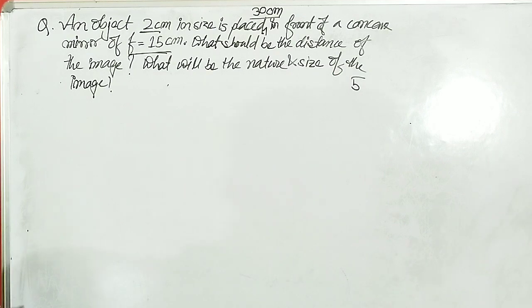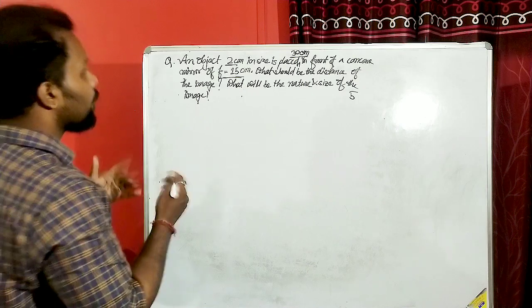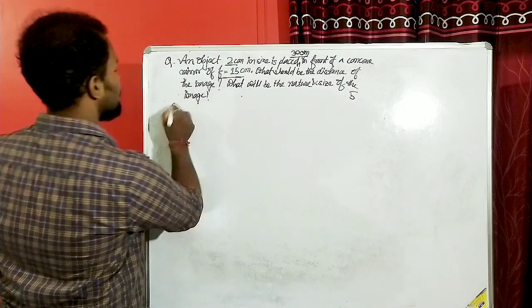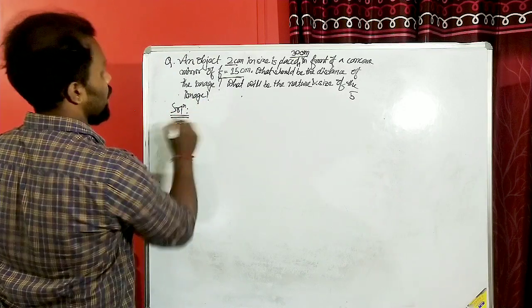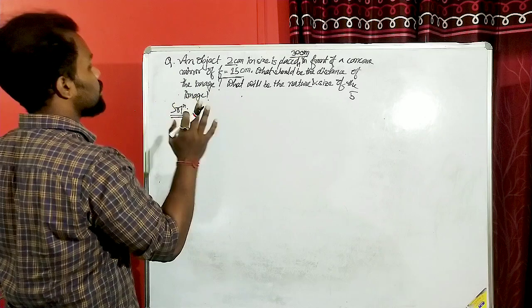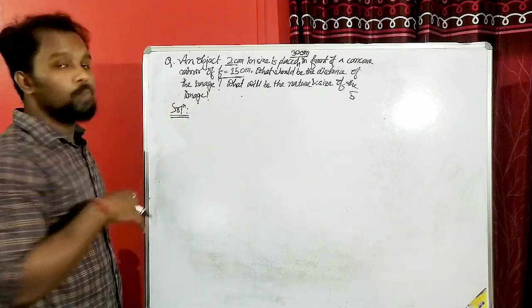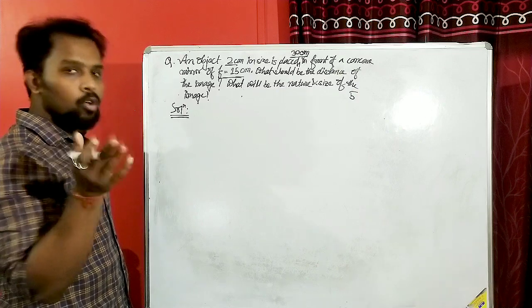Now we have to find the distance of the image. That is, we have to find V. And again, we have to find the nature and the size of the image. So whatever is given, we have to just write it down and look at the marks. It is a 5 marks question. So it means that along with solving this problem, we have to draw the figure.